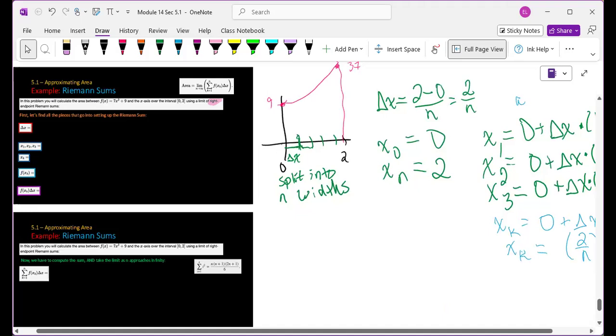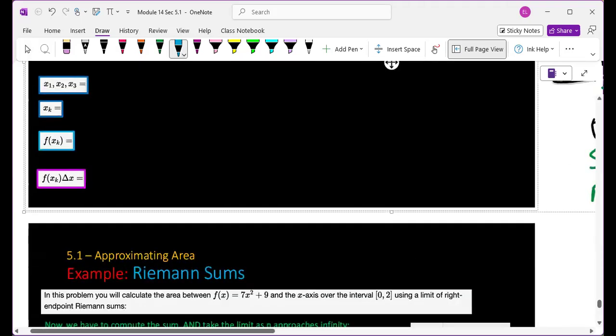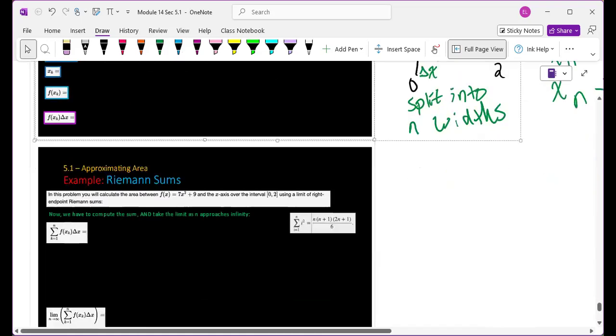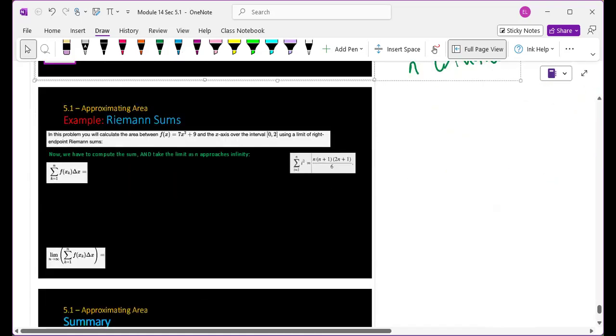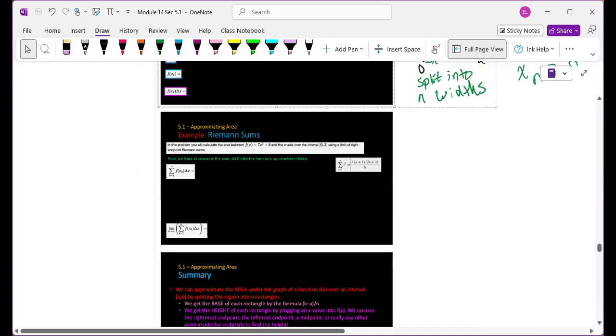So the f of x sub k is take that formula, shove it into f. That gives us our heights. Then we do the height times the width. That'll give us another formula. Then we do the sigma notation, and then we finally do the limit, and that will actually answer the question, the area under the curve from the x-axis to the curve between 0 and 2. So I will finish that one in a video.